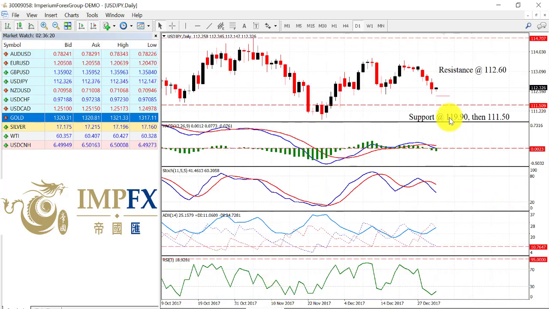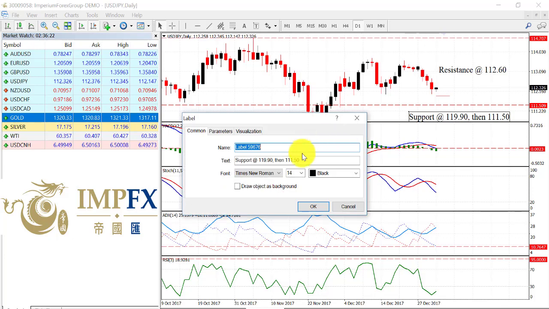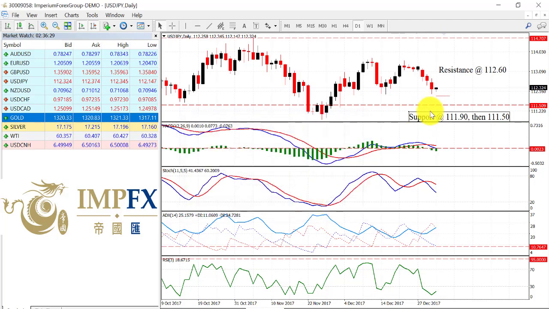The dollar yen case is breaking down and now looking towards the support region of 111.90, with the support firmly beneath at 111.50. Any advances on the day should find good supply from 112.60.